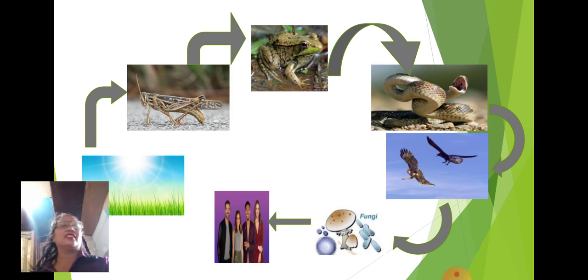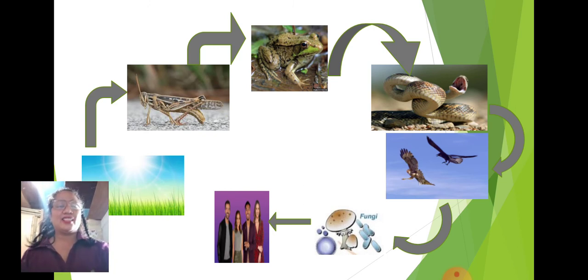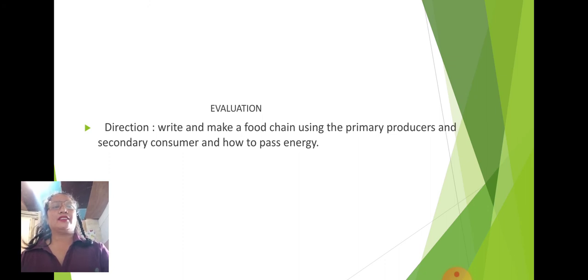Okay. Did you understand? Do you understand the flow of the food chain? Okay, you understand now. Thank you so much. Let's go to the evaluation. I will group you into three. The left side is group one, the center is the second group, and the right side is group three.